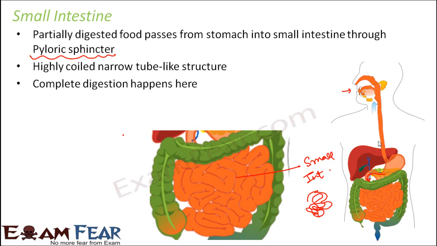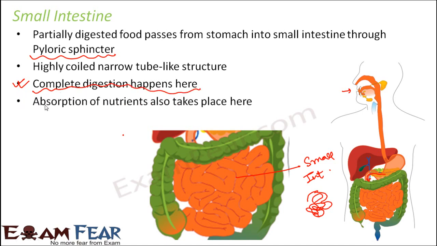Complete digestion happens here, and that is why it is a very important part of the digestive system. And not only digestion but also absorption of nutrients takes place here. So you see, it is like a two-in-one organ. First it will completely digest the food. Once the food is completely digested, it will get converted into the simplest form, and those simplest forms are absorbable by the body. So the absorption of nutrients from the food will also take place in the small intestine.